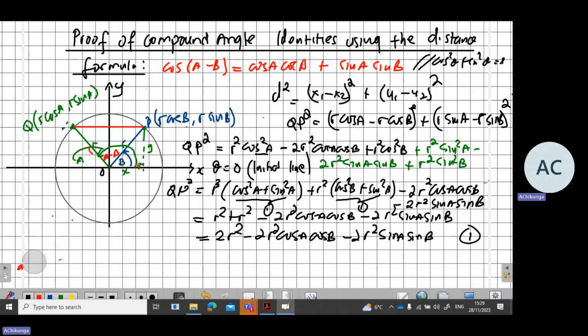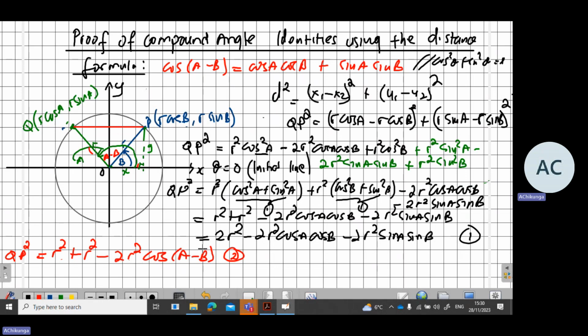If you follow my videos, you'll see I have proven that they are the same at some point as well. So we are going to have QP squared being written as these two sides here, which is r squared plus r squared minus 2r squared cos the angle in between, this is A minus B. I'll call this one equation number 2. These two formulas, they mean the same thing. They are calculating the distance QP squared.